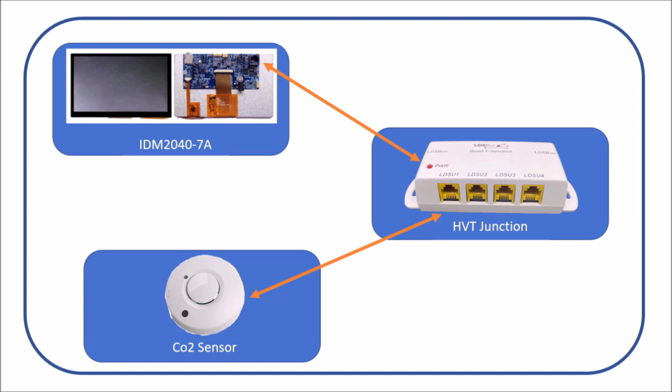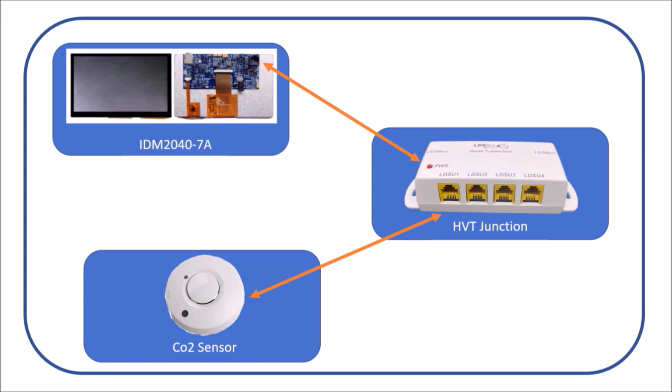The LDSBus HVT junction connects LDSBus devices, sensors or actuators to the LDSBus. It serves as a data and power interface between the LDSBus host, in this case the IDM2040, and the LDSBus device. Each LDSBus HVT junction can connect up to 4 LDSBus devices.